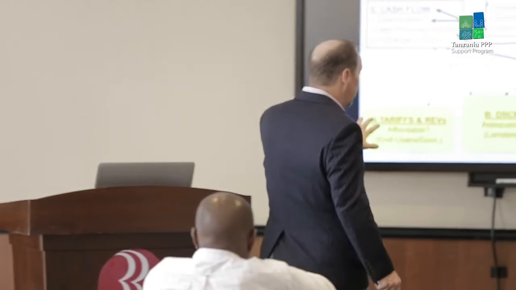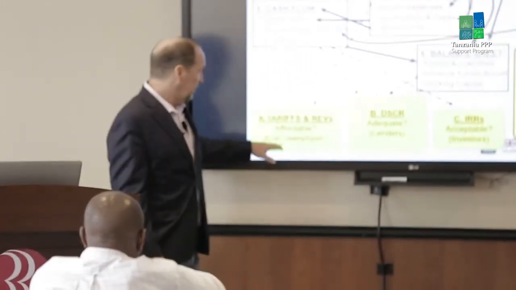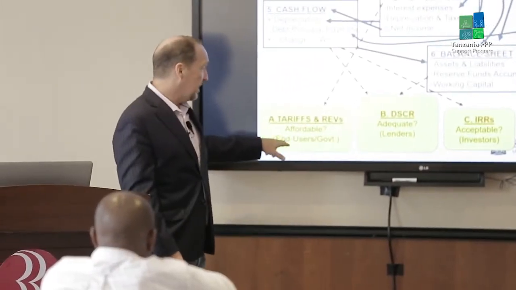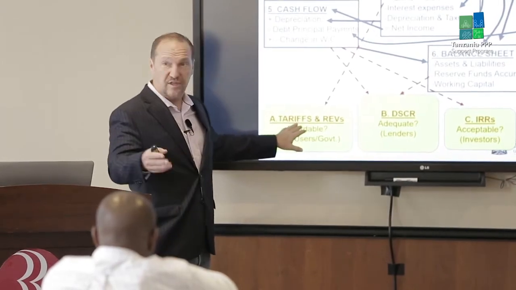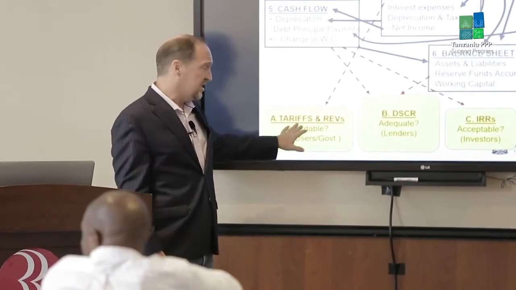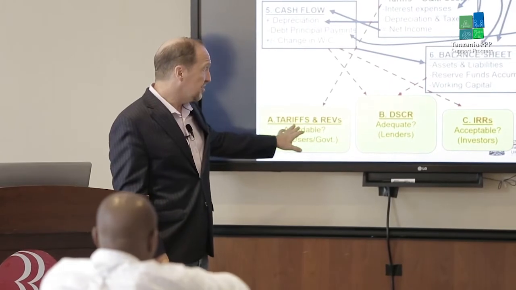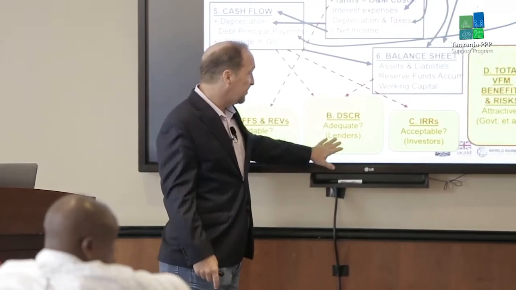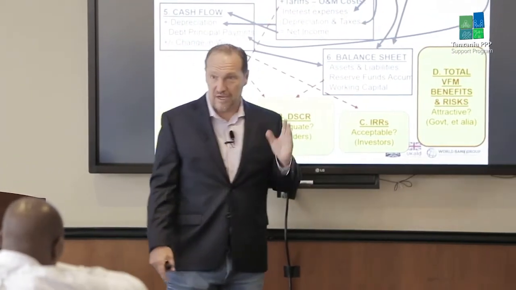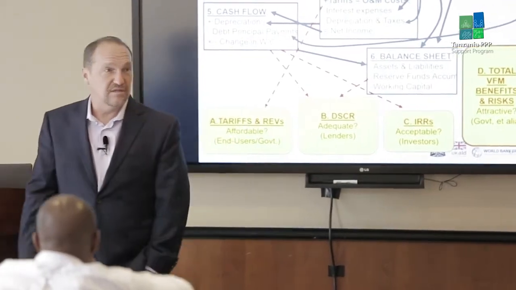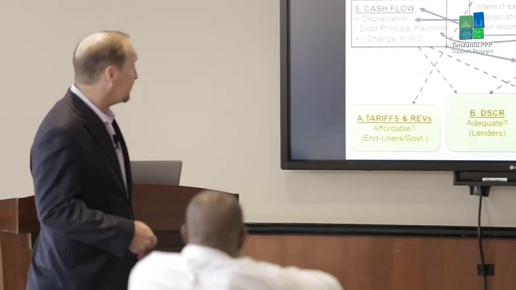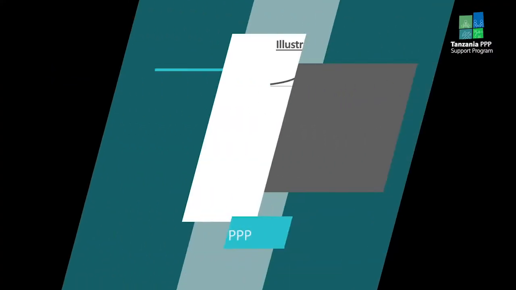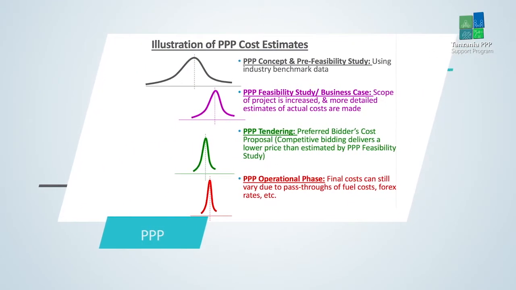And then we see some of the key results. There are many of them, but for end users or governments, are the revenues or the per unit costs, the tariffs, affordable? Debt service coverage ratio for lenders, IRR on the investment for equity investors. So you should be comfortable with all of the components up here.